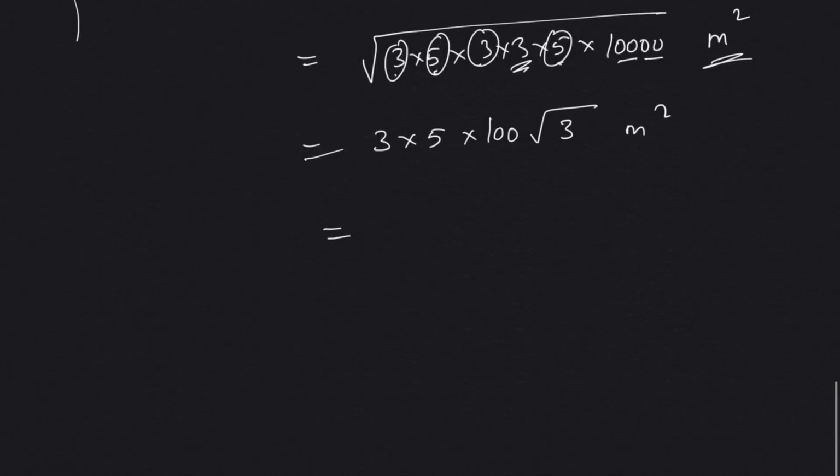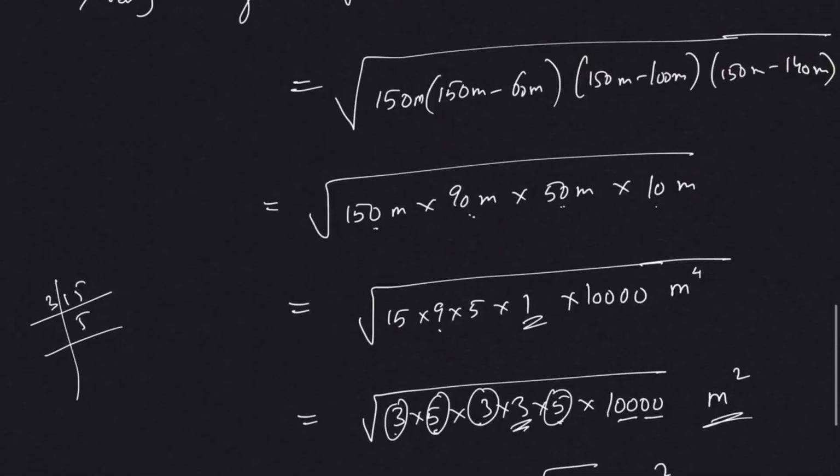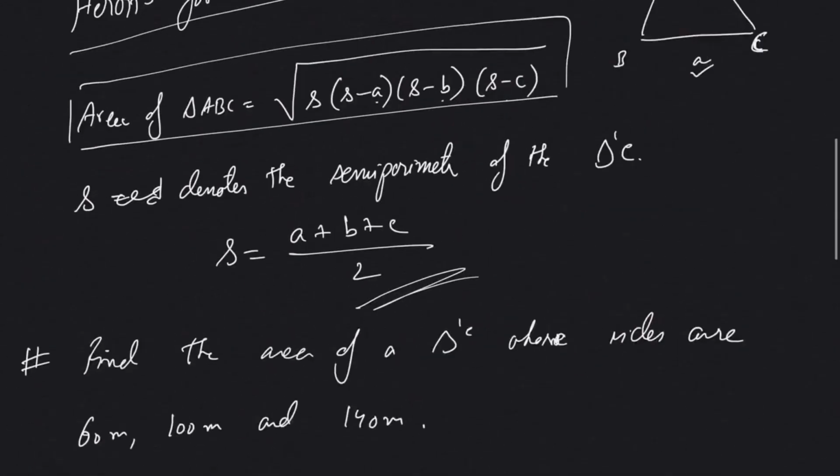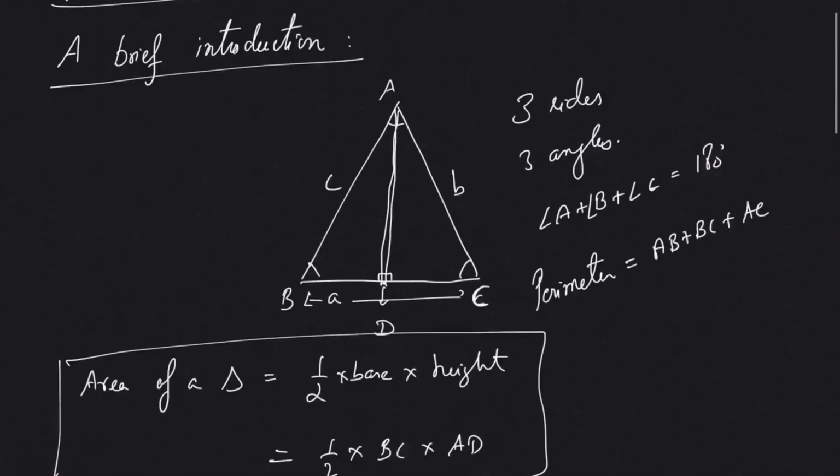So that will be 3 fives are 15 into 100, that is 1500 root over 3 meters square. So this is quite a productive way to simplify and find the area of a triangle if you have all the sides of a triangle.